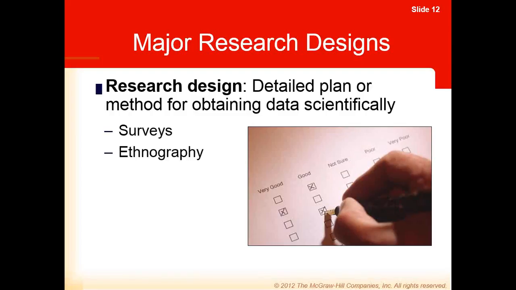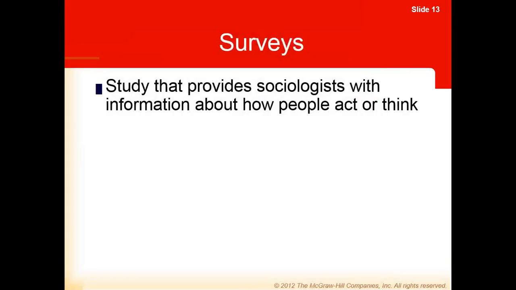What I did was what's referred to as an experiment. There are a number of research methods that are used in sociology, including surveys, ethnography, experiments, and existing sources. Now, surveys, of course, everybody's familiar with those. It's a study that provides sociologists with people's opinions, behaviors, beliefs, values.